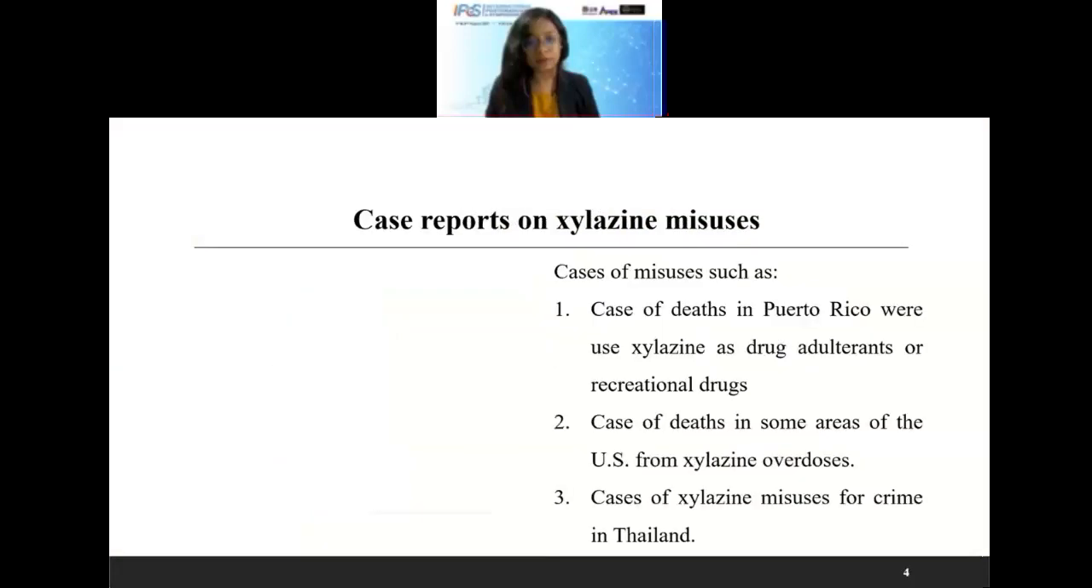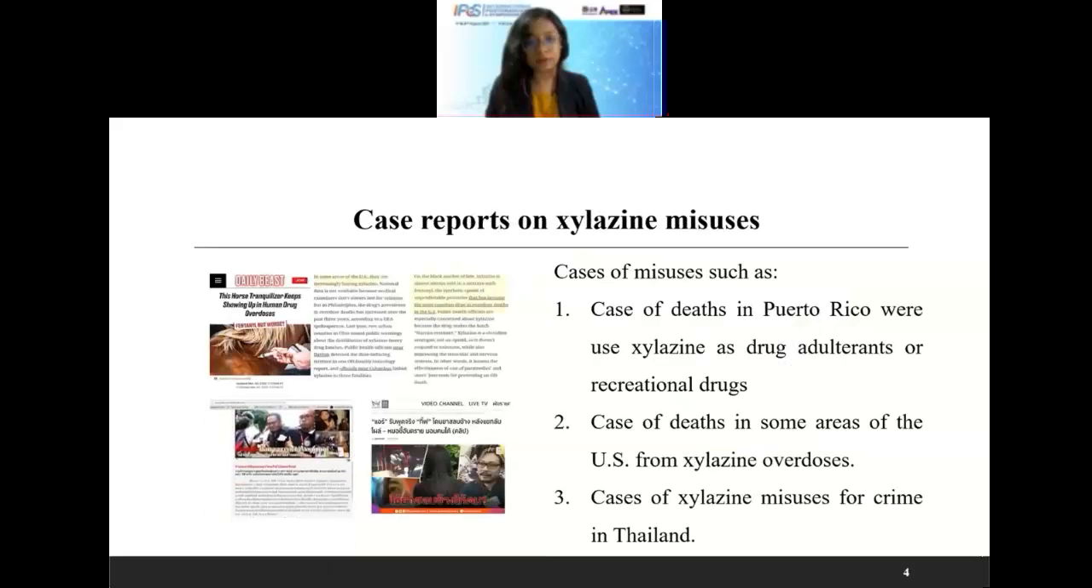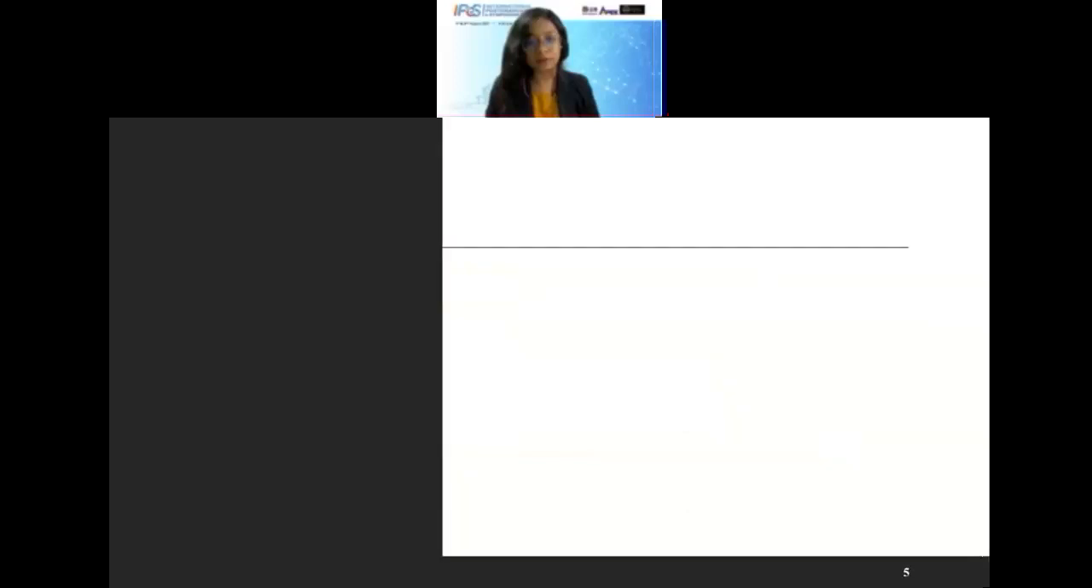Many cases report on xylazine misuse, such as a case of death in Puerto Rico where xylazine was used as a drug adulterant or recreational drug, cases of death in some areas of the United States from xylazine overdoses, and a case of xylazine misuse for crime in Thailand.